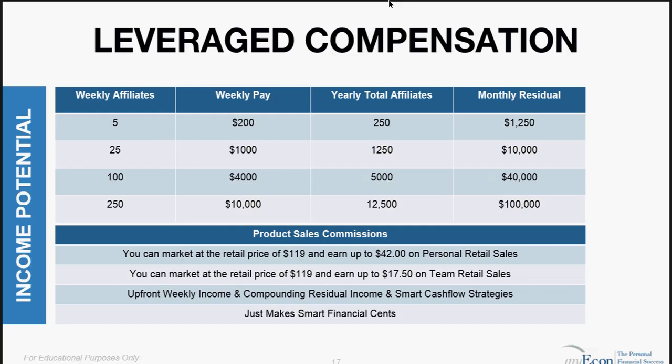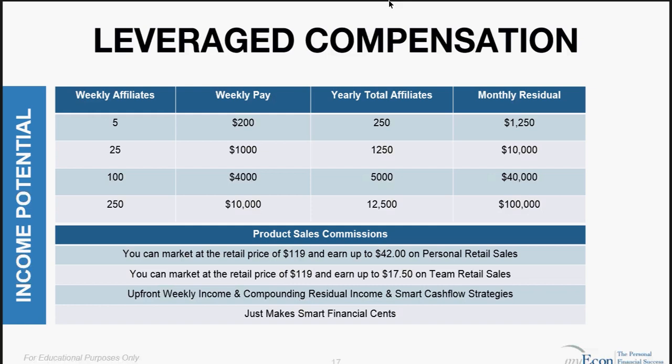250 affiliates per week, $10,000 per week in weekly pay up front. And 12,000 people plus have entered your organization throughout the year, and that gets you a 7-figure yearly income of $100,000 in monthly residual. So this is not small potatoes, so understand the power in it.